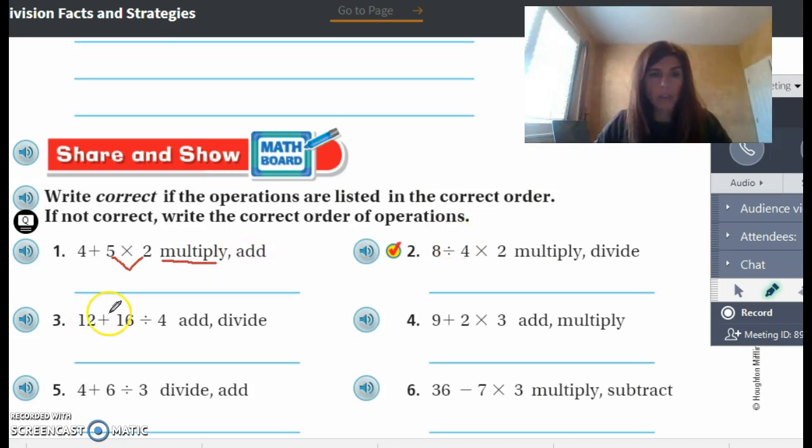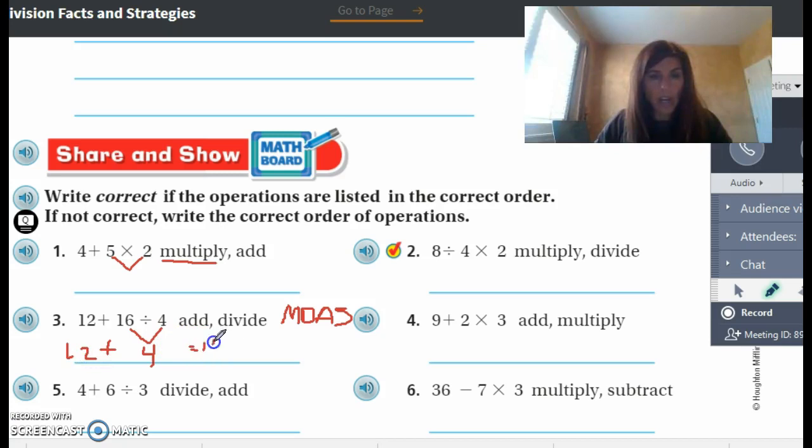Let's take a look at this one: 12 plus 16 divided by 4. You can write them here: My Dear Aunt Sally, multiply, divide, add, subtract. So we actually have to divide first. 16 divided by 4 is 4. And then add, because add comes after dividing. 4 plus 12 equals 16, and you get your answer.